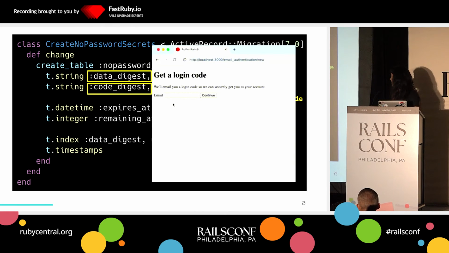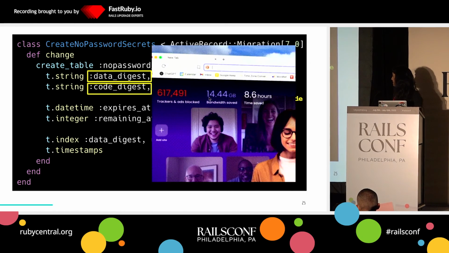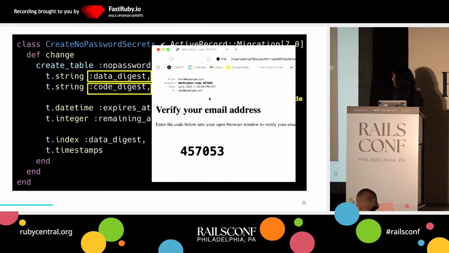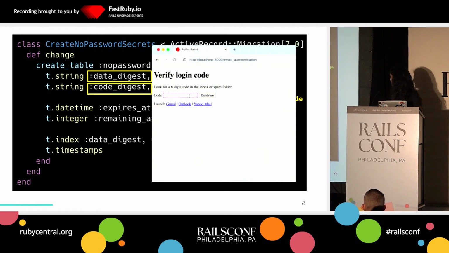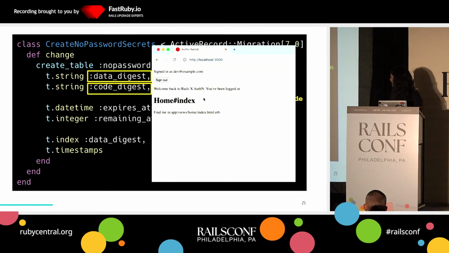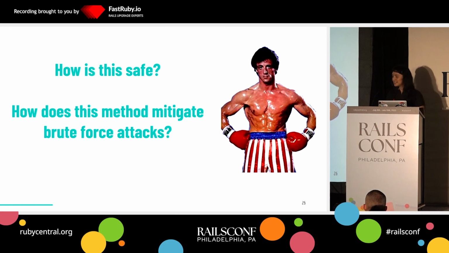So this is how my very shitty app works with this flow. So you just provide an email, you get a login code in your email, you copy and paste it, and you're good to go. So, oh, wait, this is taking longer than I expected. Okay, so, yay, we're logged in. Cool. So how is this even safe?